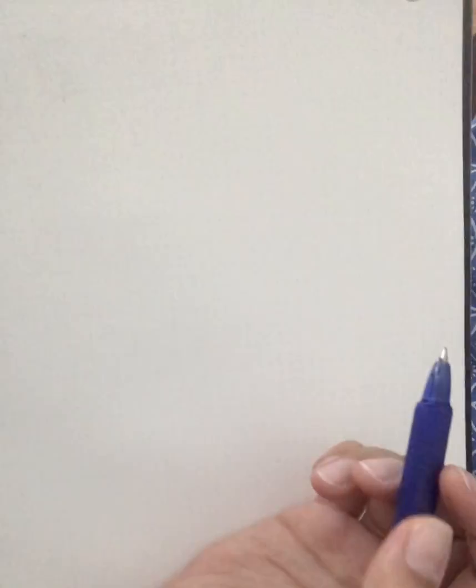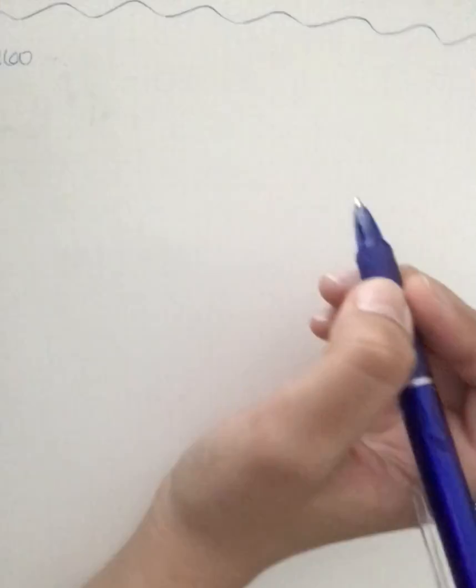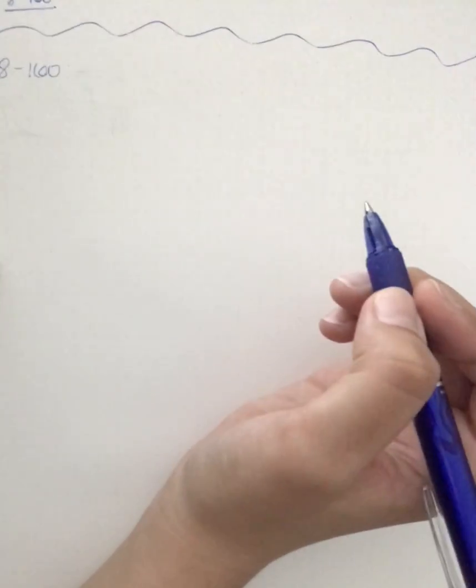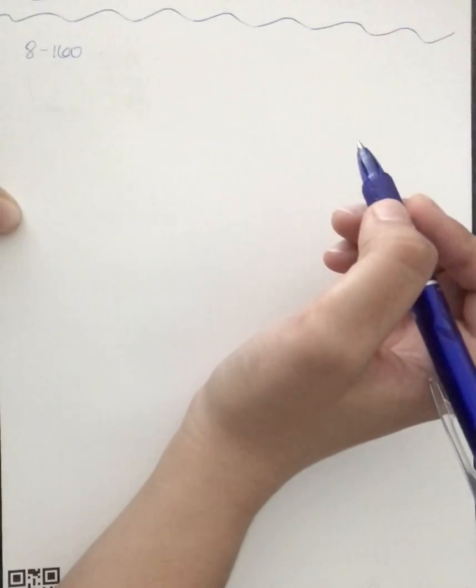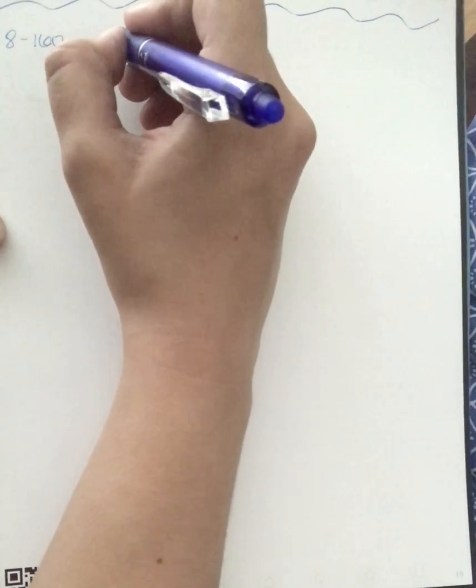Alright, I'm going to be talking about problem 8160. So 8160 offers us the information that we have two graphs that intersect at a certain point.